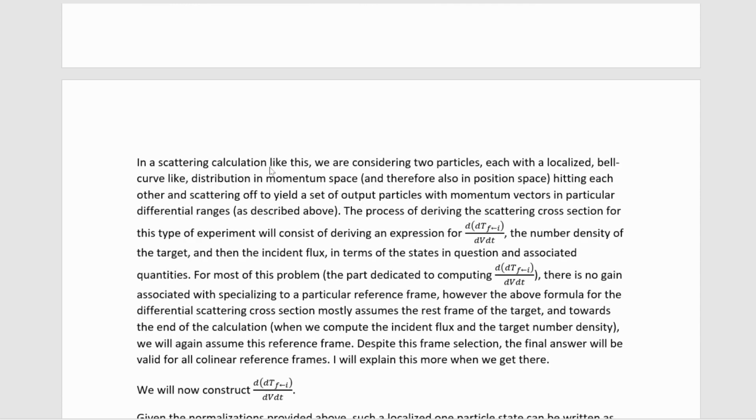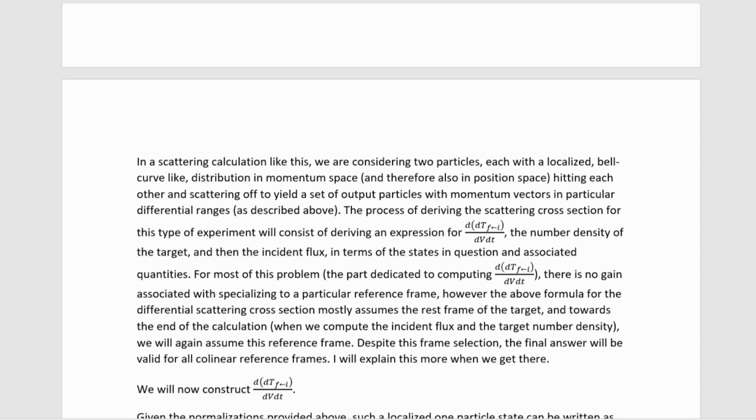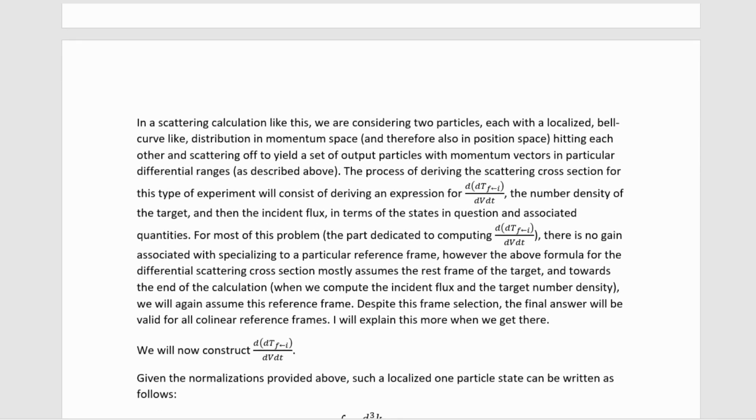In a scattering calculation like this, we are considering two particles, each with a localized bell curve-like distribution in momentum space, and therefore in position space, hitting each other and scattering off to yield a set of output particles with momentum vectors in particular differential ranges, as described above. The process of deriving the scattering cross-section for this type of experiment will consist of deriving an expression for this quantity, the number density of the target, and the incident flux, in terms of the states in question and associated quantities.